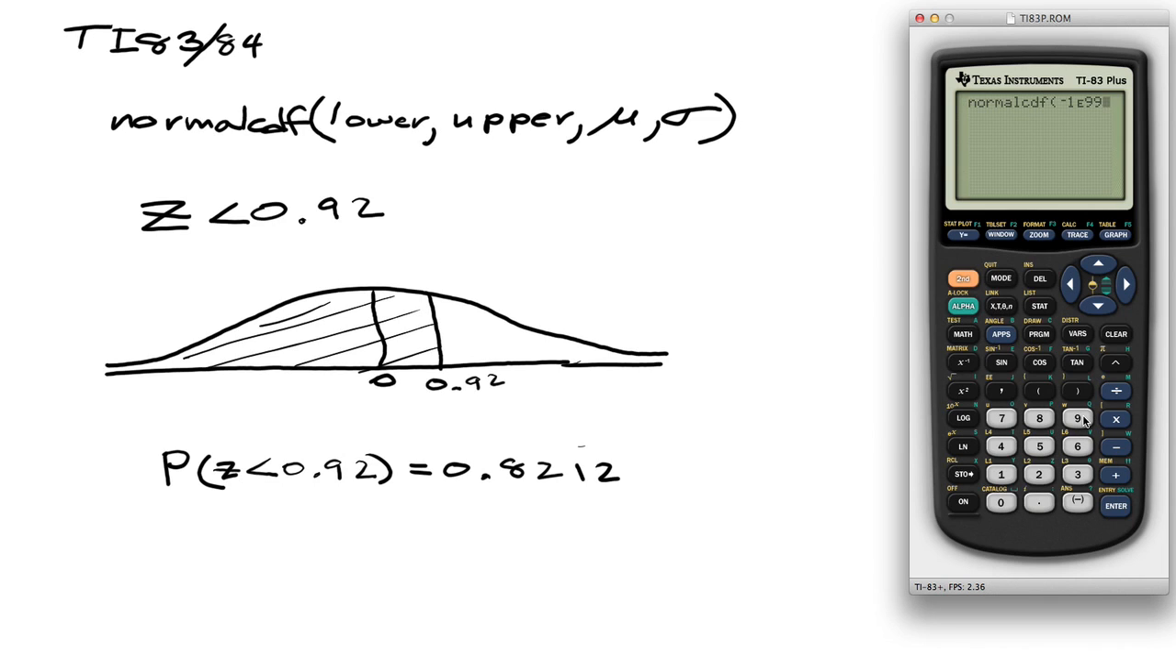Essentially, what that does is give me negative 1 times 10 to the 99, which is effectively infinity for the limit of the calculator. Then comma, the upper bound. The upper bound here is my z value, so that is 0.92. Then I have to put in the mean and the standard deviation. Since we're dealing with the standard normal curve, the mean is 0 and the standard deviation is 1. And there we go. Now we're going to round these to 4 decimal places, because that's what the table rounds its probabilities to. This way I know everybody has the same information.